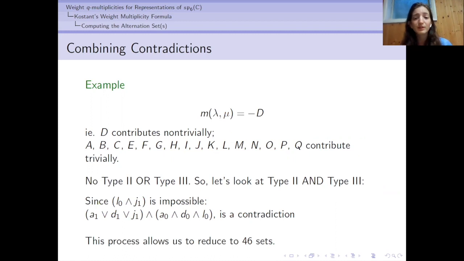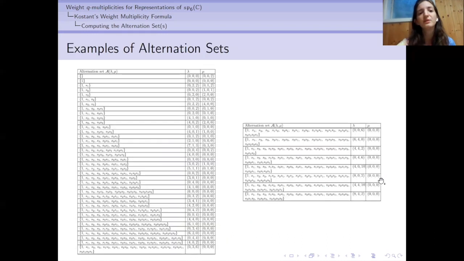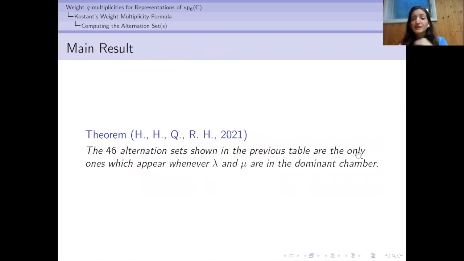So now all that's left to do is to prove that these 46 sets actually appear as alternation sets. The way we do that is by construction, so by finding lambdas and mu's that induce these sets as alternation sets. So we do that, and here in this table are the 46 sets together with a lambda and a mu that induce them as alternation sets. So that brings us to our main result, which is that the 46 sets I showed you are the only alternation sets when lambda and mu are dominant integral weights. So when the coefficients of lambda and mu are non-negative integers. And now I'm going to pass it off to Daniel, who's going to give us an example of how we can apply this result. Thanks, Maria.